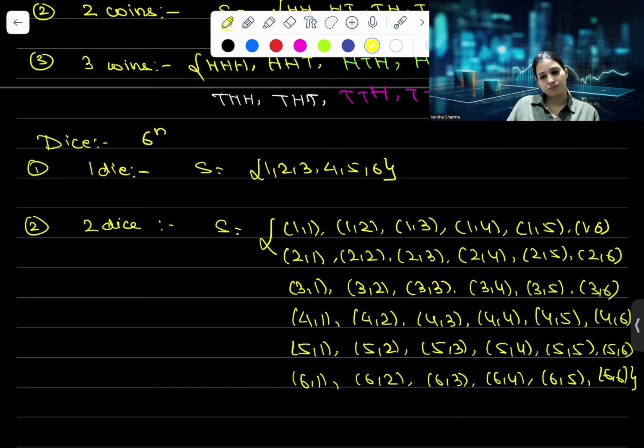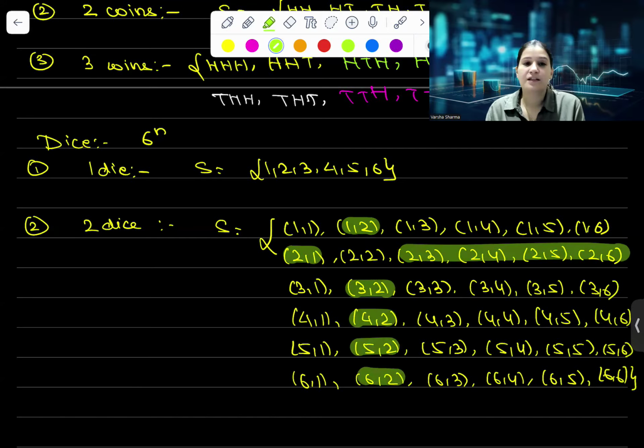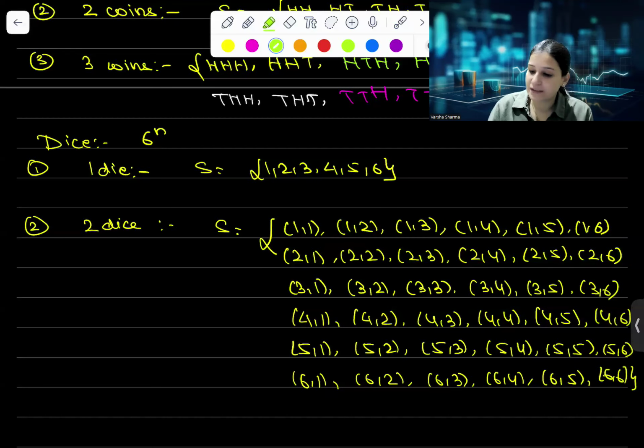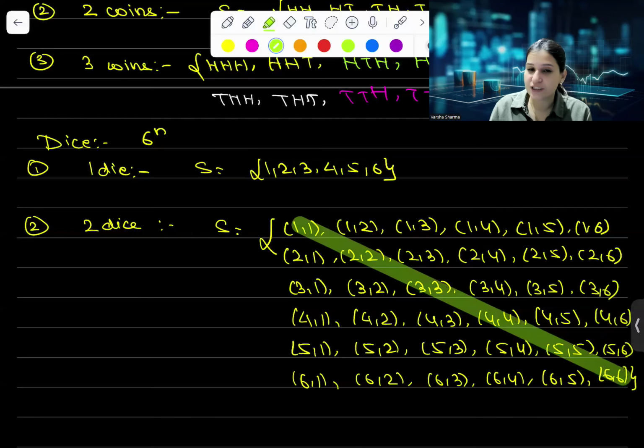11 times. 10, ma'am. Yes. 1, 6, 7, 8, 9, 10. 10 times. If I would have said at least once, that means this one would have been also allowed. Then we would have said 11 times. Doublet means both the numbers are same. These are doublets: 1-1, 2-2, 3-3, 4-4, 5-5, 6-6. So there are 6 doublets.